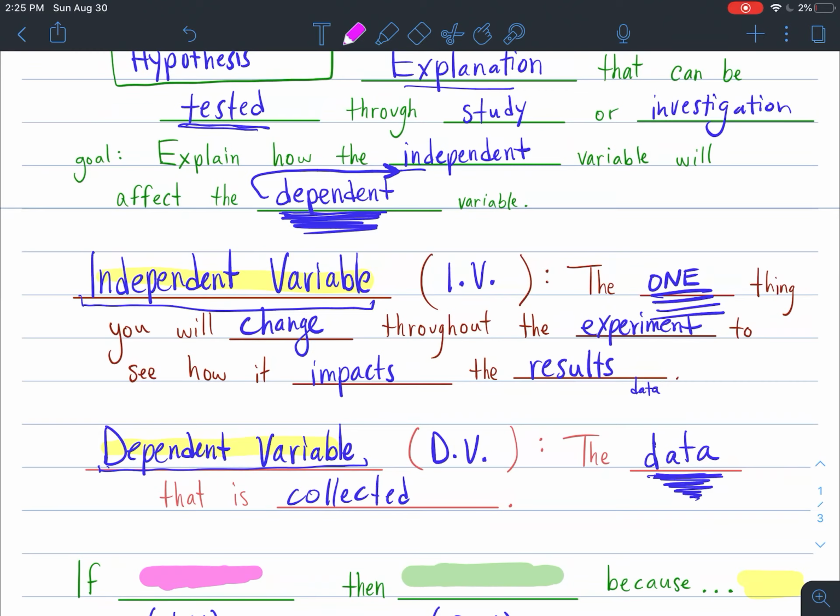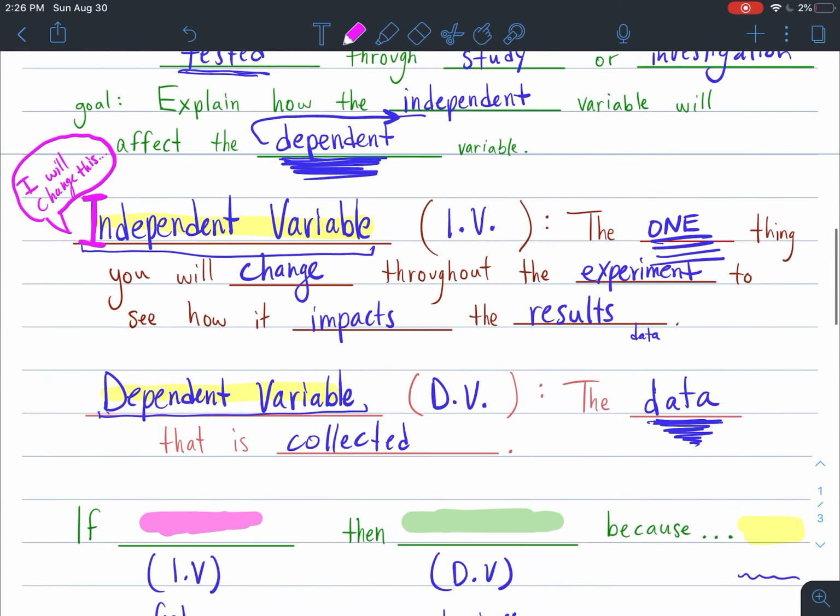So the independent variable, the way I can remember this is that it starts with the letter I. And the letter I stands for, we'll call it, I will change. It's the thing I will change. I will change this thing. So this time, what's the thing I'm going to change? The food. So the food is the independent variable.